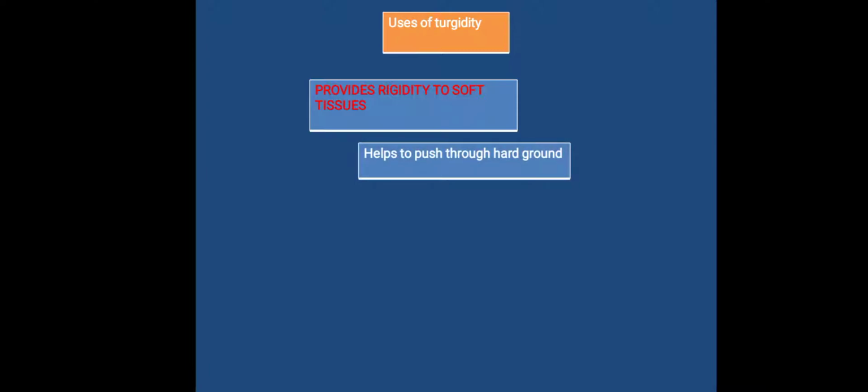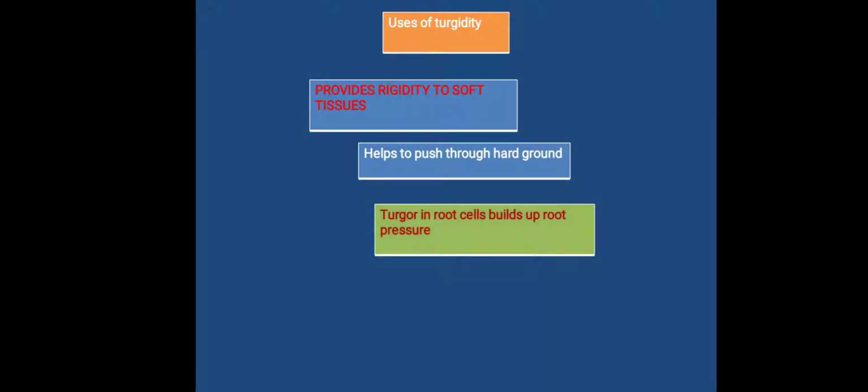Uses of turgidity. It helps to provide rigidity to soft tissue, helps to push through hard ground. Turgor in root cells builds up root pressure and also helps in the opening and closing of stomata. We are going to learn about this in detail in the next chapter.